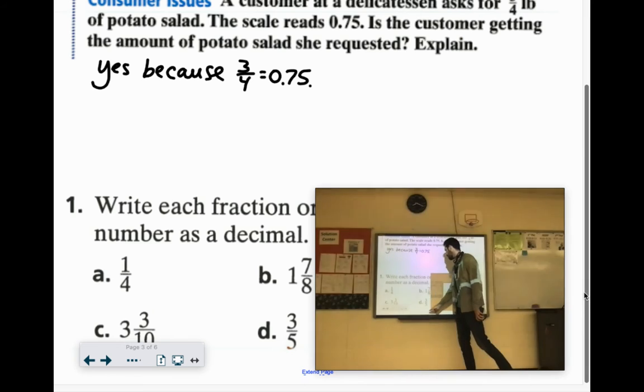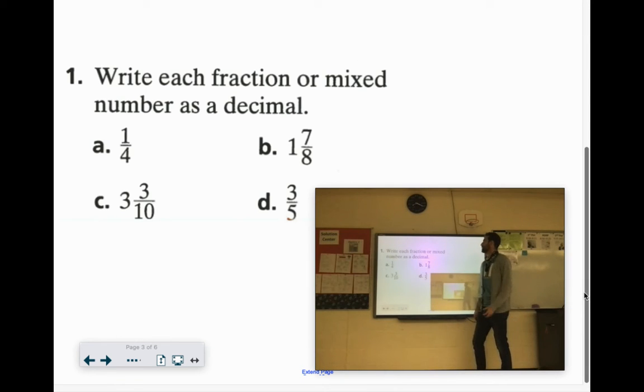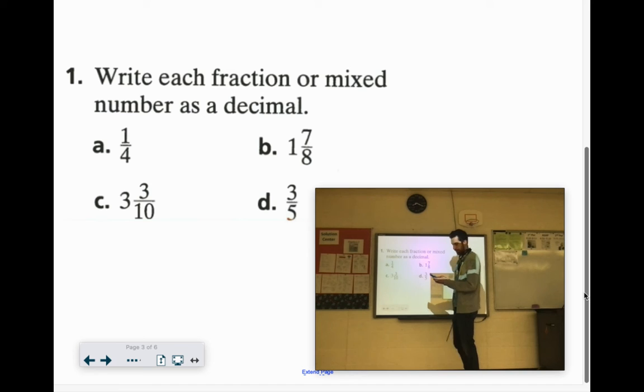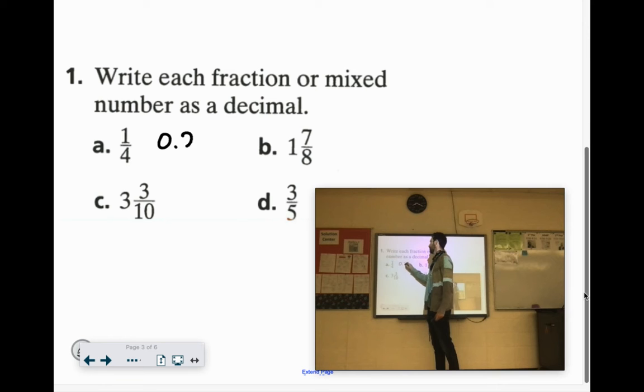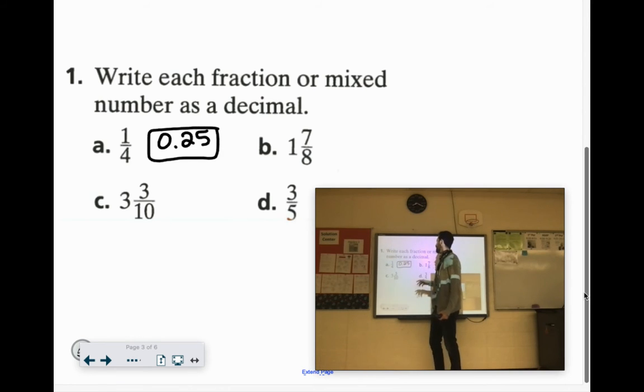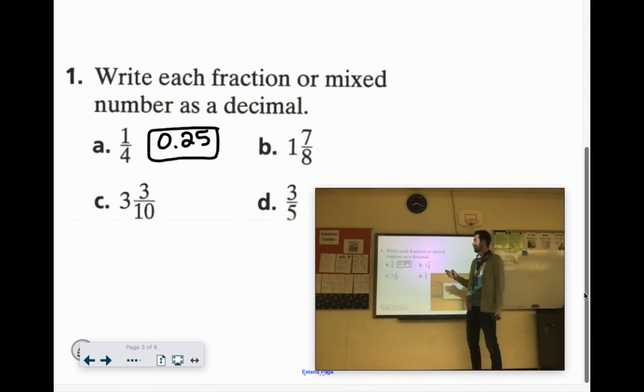Write each fraction or mixed number as a decimal. You just pop them in your calculator. 1 divided by 4 equals 0.25. Now, if you're plugging in B in your calculator, it might be kind of weird. Some calculators make that easy to format, but really, just do 7 divided by 8, whatever that is, and then put a 1 in front of the decimal since you have a 1 out there. So let's see what 7/8 is. That's 0.875. So this would be 1.875.